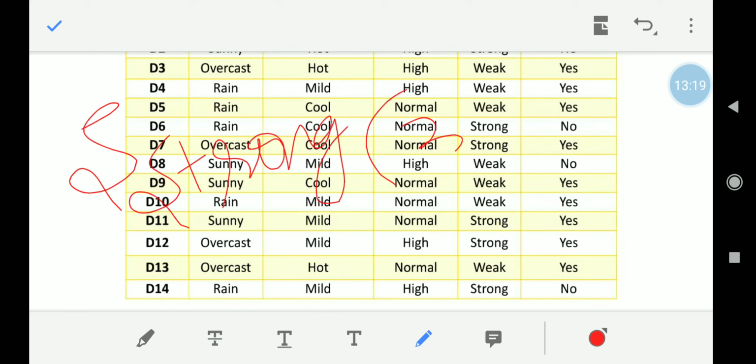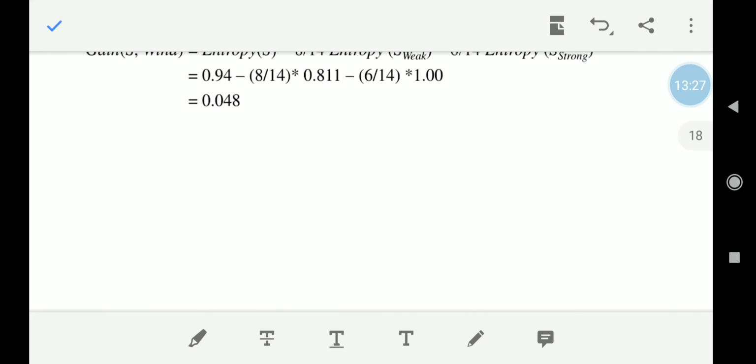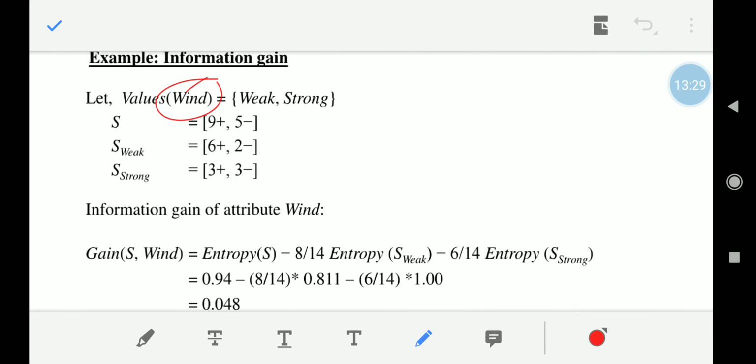We have 3 positive and 3 negative. I hope it is clear. Now we will go to this formula. See here, for the attribute wind, I have two values, weak and strong. This is total 9 plus and 5 minus, total 14. After considering all the attributes like outlook, humidity and everything, I will get 9 positive and 5 minus.